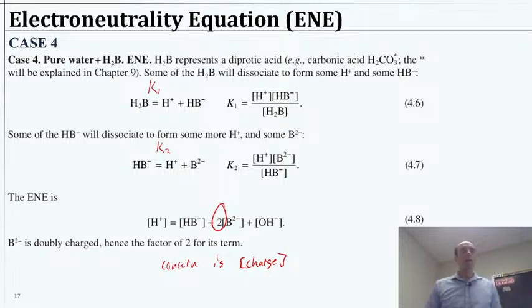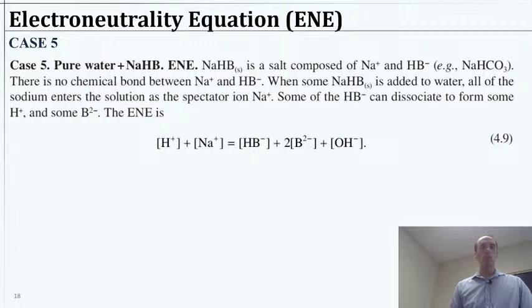So whenever we have any sort of diprotic or triprotic acids involved, we're going to end up having each component that it could be. So in this case, it's H plus equals HB minus plus 2 B2 minus plus OH minus. All right, case 5 is NaHB, and it's very similar, except now we have the Na plus. There's not a whole lot to say there. Again, sodium bicarbonate is a good example. We're still going to need each piece here.